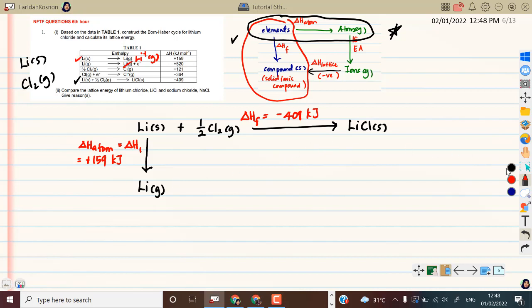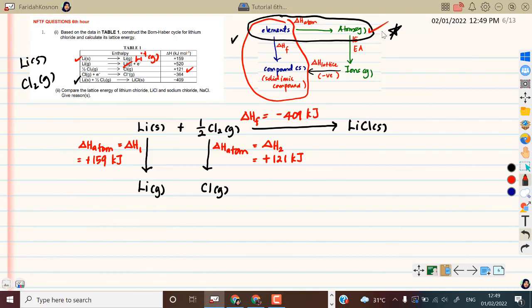Now continue with the atomization of the non-metal element, which is chlorine. So half mole of chlorine molecule gas is atomized to 1 mole of chlorine gaseous atom. This enthalpy change is called the enthalpy of atomization of chlorine, and I number it as delta H2. The value, you can see here, is positive 121 kilojoule. If I am wrong, please tell me. Okay, so settled, we converted the elements to gaseous atoms.